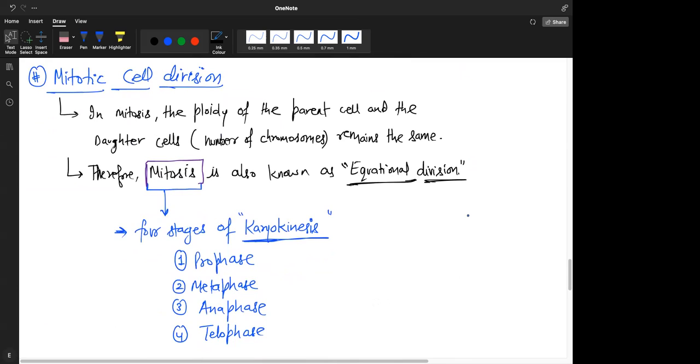Back to Maha. In mitosis, the ploidy of the parent cell and the daughter cell remains the same. Therefore, mitosis is also known as equational division. There are 4 stages of karyokinesis: prophase, metaphase, anaphase, telophase.